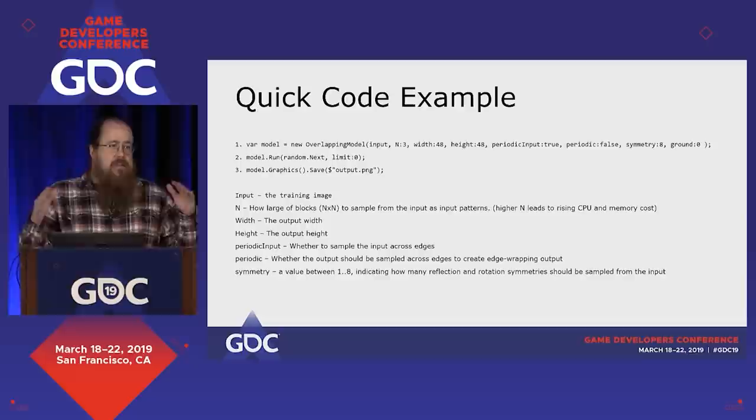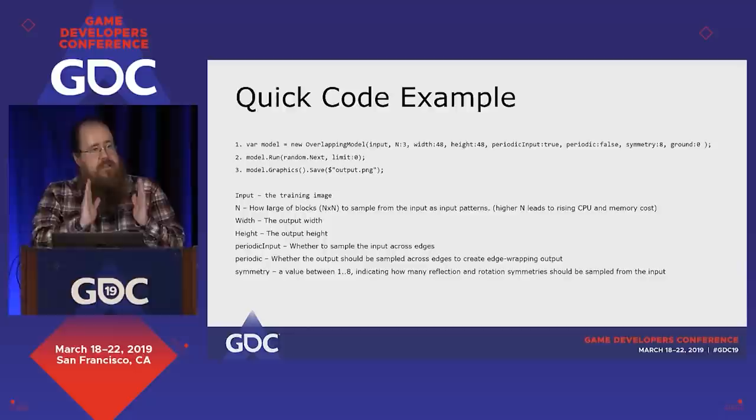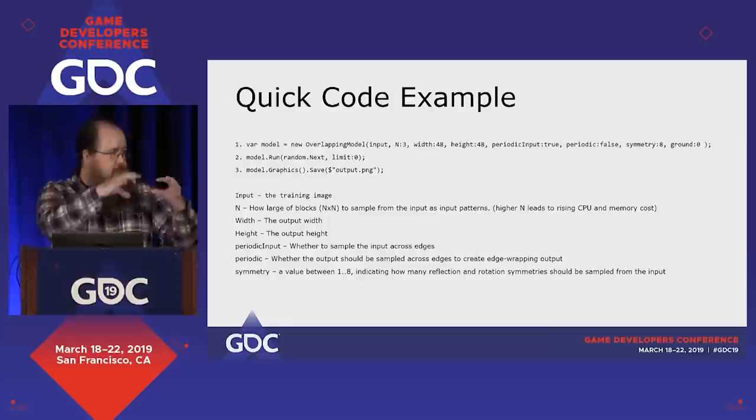Symmetry is a little bit interesting, not very complicated. If you're, for instance, putting in something where orientation matters and you've got ground at the bottom and sky at the top, you probably don't want symmetry unless you want to end up with sky at the bottom. If you've got buildings where you don't care about the orientation, you want to probably crank that symmetry up to 8, where you've got full reflection and rotational symmetry.